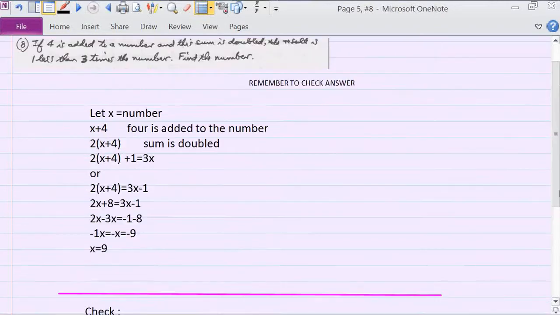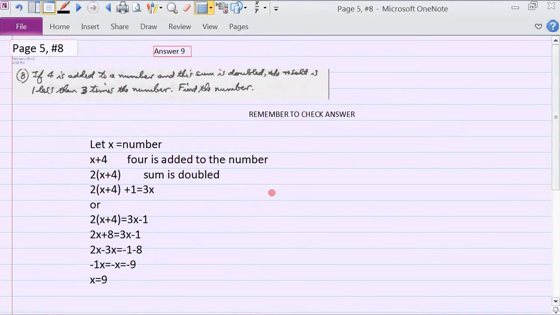In this problem, let's read it over. Number 8, we're told if 4 is added to a number and this sum is doubled, the result is 1 less than 3 times the number. And we have to find this number. So we start off with our let statement. Let x be the number we're looking for.